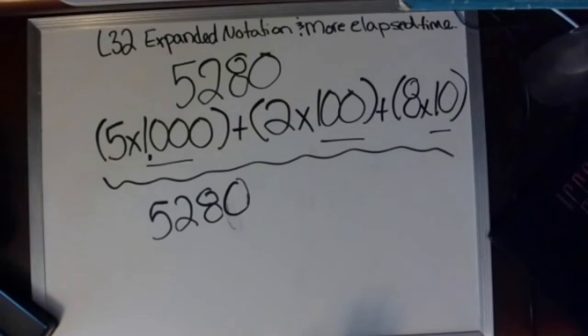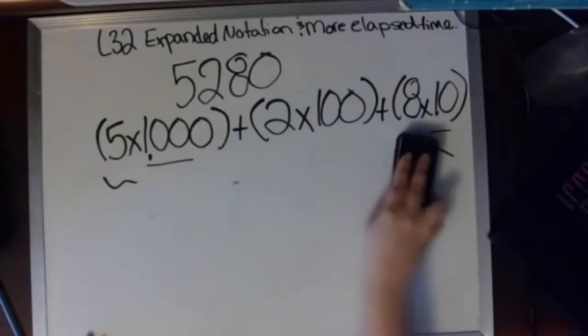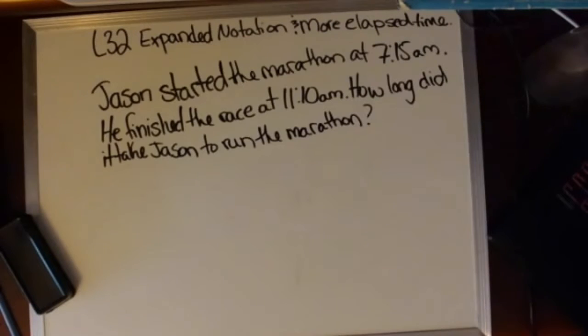All right, so that is expanded notation. So we're going to look at some more elapsed time problems. So we're going to look at what the first problem is. All right, so our question is, Jason started the marathon at 7:15 a.m. He finished the race at 11:10 a.m. How long did it take Jason to run the marathon?